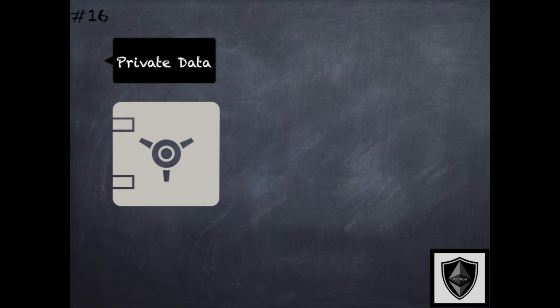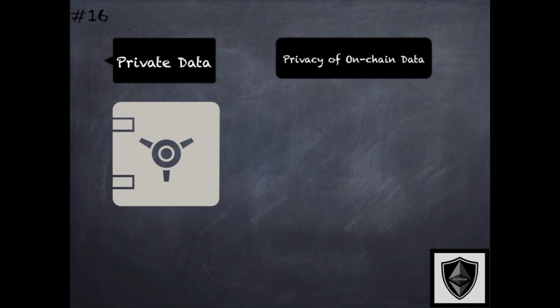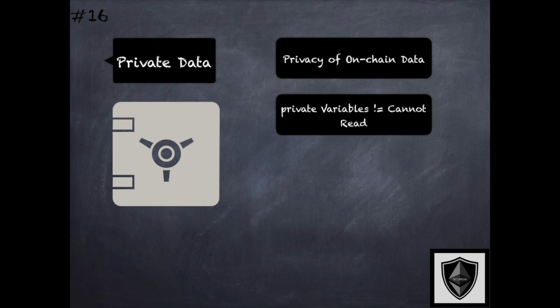This security pitfall is related to the notion of what is private data on a blockchain, or the privacy of on-chain data. Recall that state variables in Solidity have a function visibility specifier, and by making this specifier private, such private state variables cannot be read by other smart contracts on the blockchain.